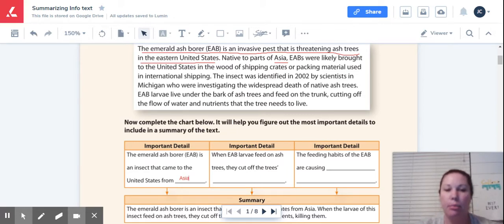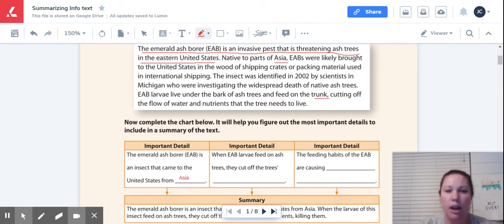Okay, the second important detail, it says when EAB larvae feed on ash trees, they cut off the trees what? So let's look for that. I'm going to underline it when we find it. I see, they're brought in shipping crates, packing materials. The insects were identified in 2002. Widespread death of native ash trees. Here we go. EAB larvae live under the bark of ash trees and feed on the trunk.